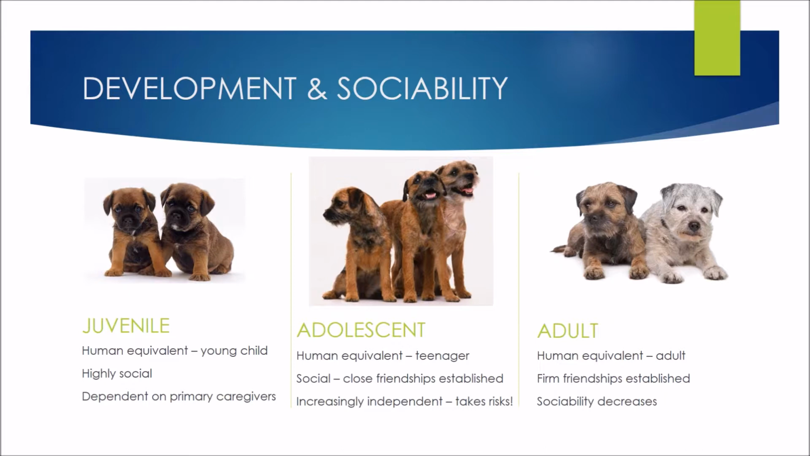Then the fun stage happens. This is when our dogs become adolescents or teenagers. They're still usually pretty highly social. They start to develop some close friendships. But the challenging bit is that they start to become increasingly independent and they take risks. Now that goes on, and then we get the adult dog.